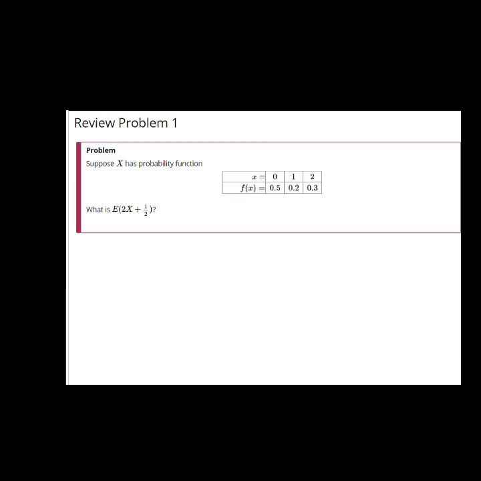Here's a question you should try on your own. Suppose x has probability function given below. What's the expected value of 2x plus 1/2? By the way, what are the values of 2x plus 1/2 like? It can take possible values 1/2, 2.5, and 4.5. So here are your choices for the expected value of 2x plus 1/2. So the choices are A, 0.8, B, 1, C, 2, D, 2.1, and E, 4. You should pause now and spend a few minutes working this out.